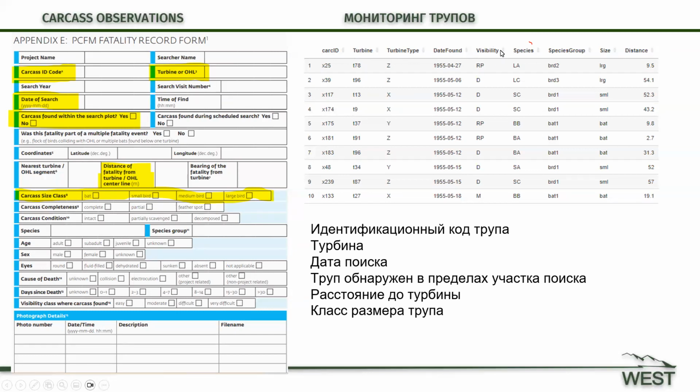I've got a visibility class. This is one of those strata that I talked about, and visibility class might very well impact our searcher efficiency values. So we need to keep track of the visibility for each carcass. Species and species group, that may be important for summarizing the data. It's not going to be critical to our analysis, but these are additional data you might collect.